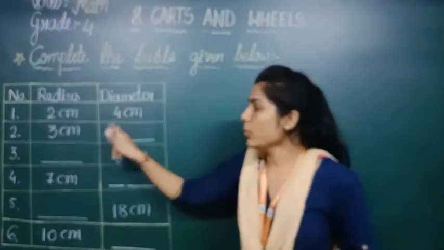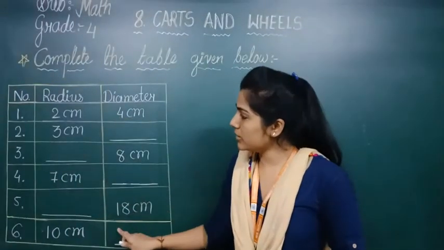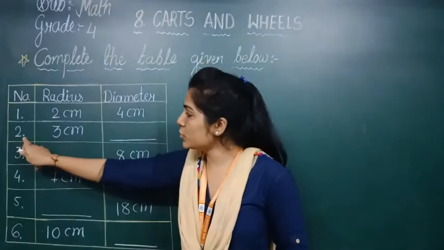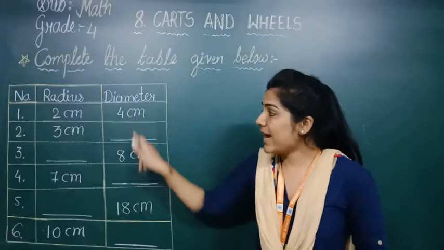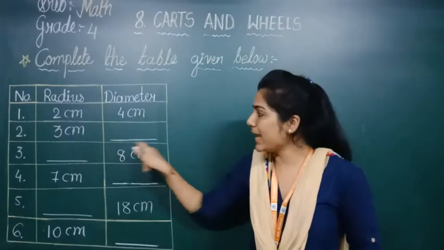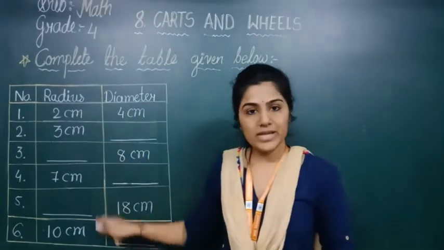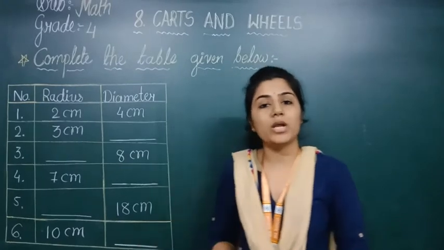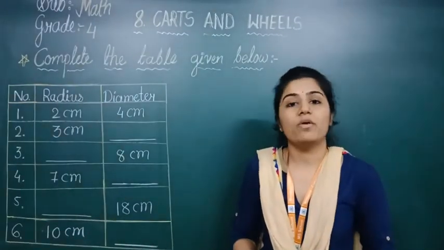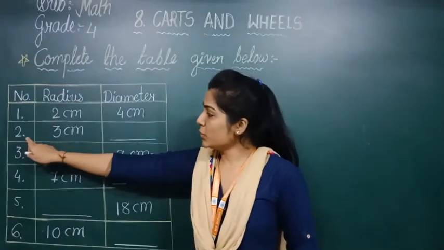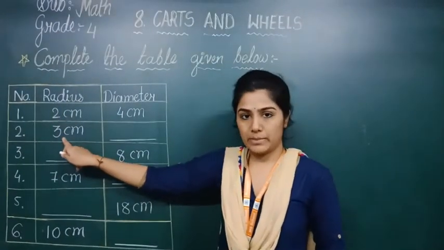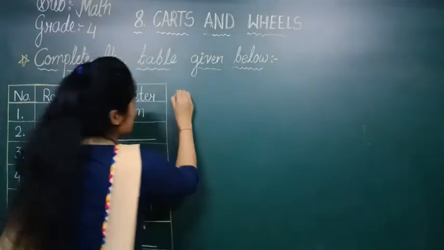Right? Now you can observe the remaining numbers. In number 2, 3 centimeter radius is given, but we need to find the diameter in number 2. That means blank is given. So we are filling this table by using the formula of diameter as well as of radius. So let's start with number 2. In number 2 radius is given 3 centimeter. So firstly we will write like this.